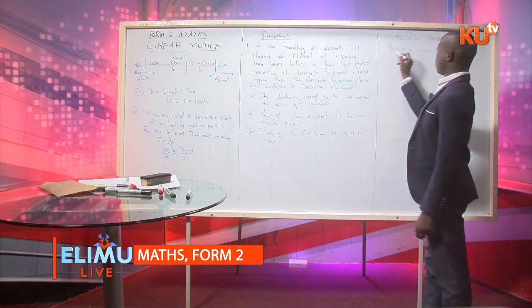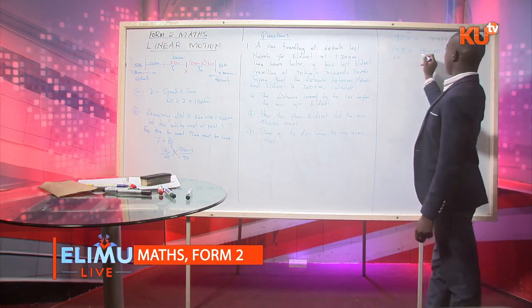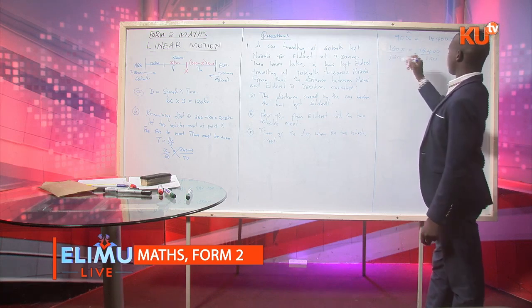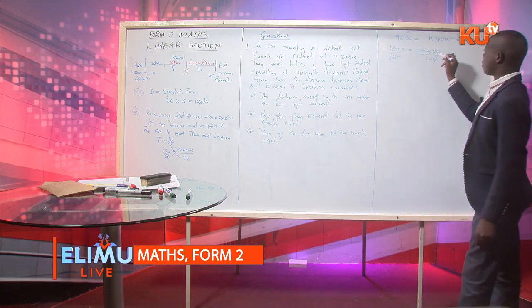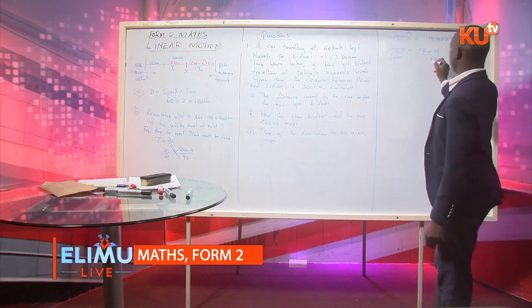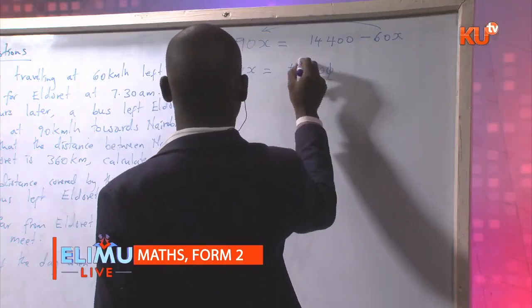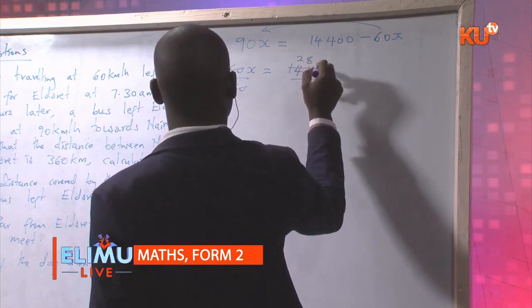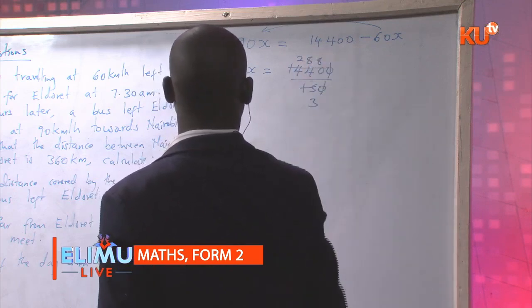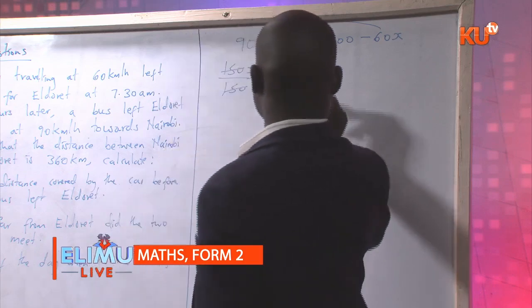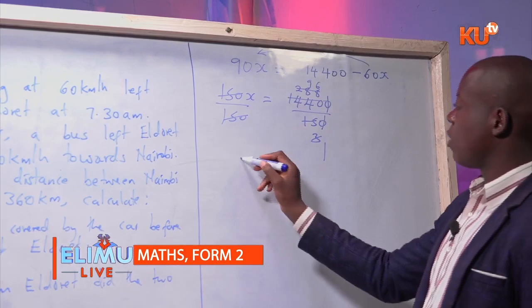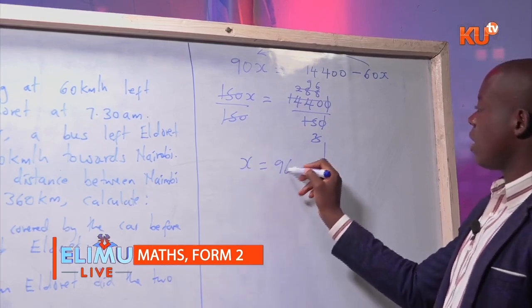Then we divide by 150, so that this cancels out. 5 into 15 is 3, 5 into 10 is 2. 44, that is 8, 40, that is 8. And 3 into 9 is 3, 3 into 6 is 2, 3 into 3 is 1, 3 into 9 is 3, 3 into 6 is 2. So x is 96 kilometers.